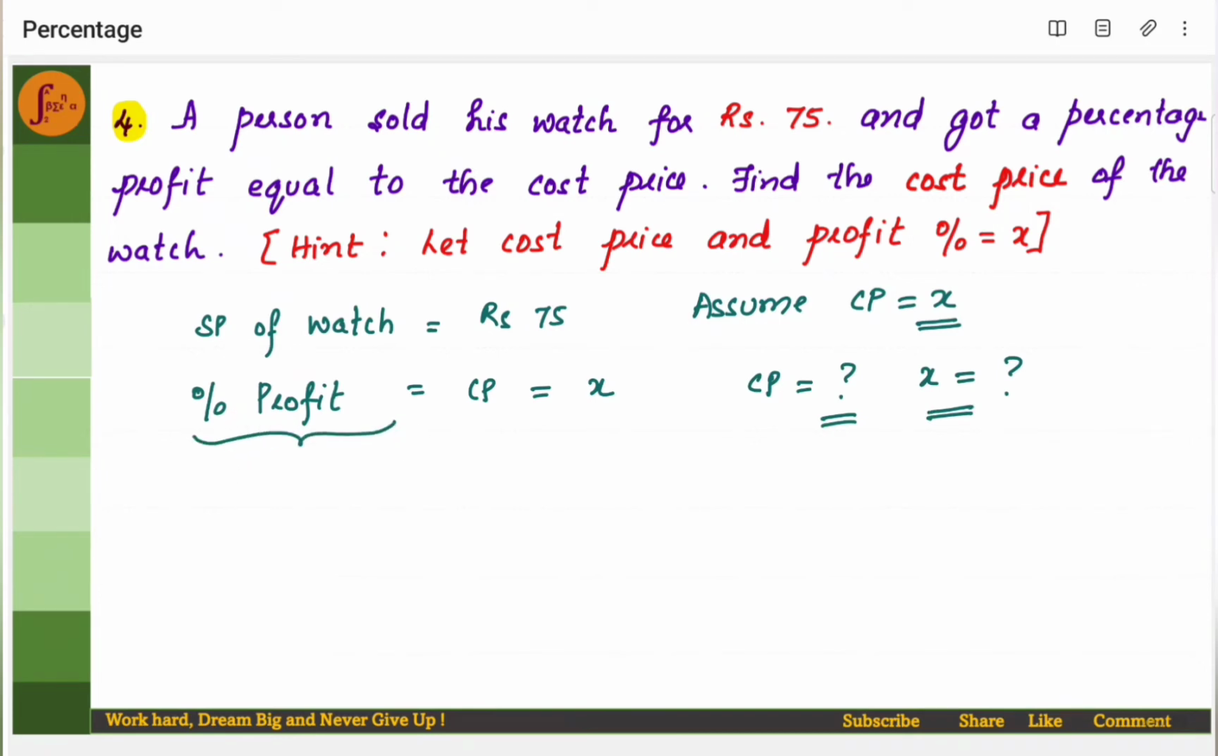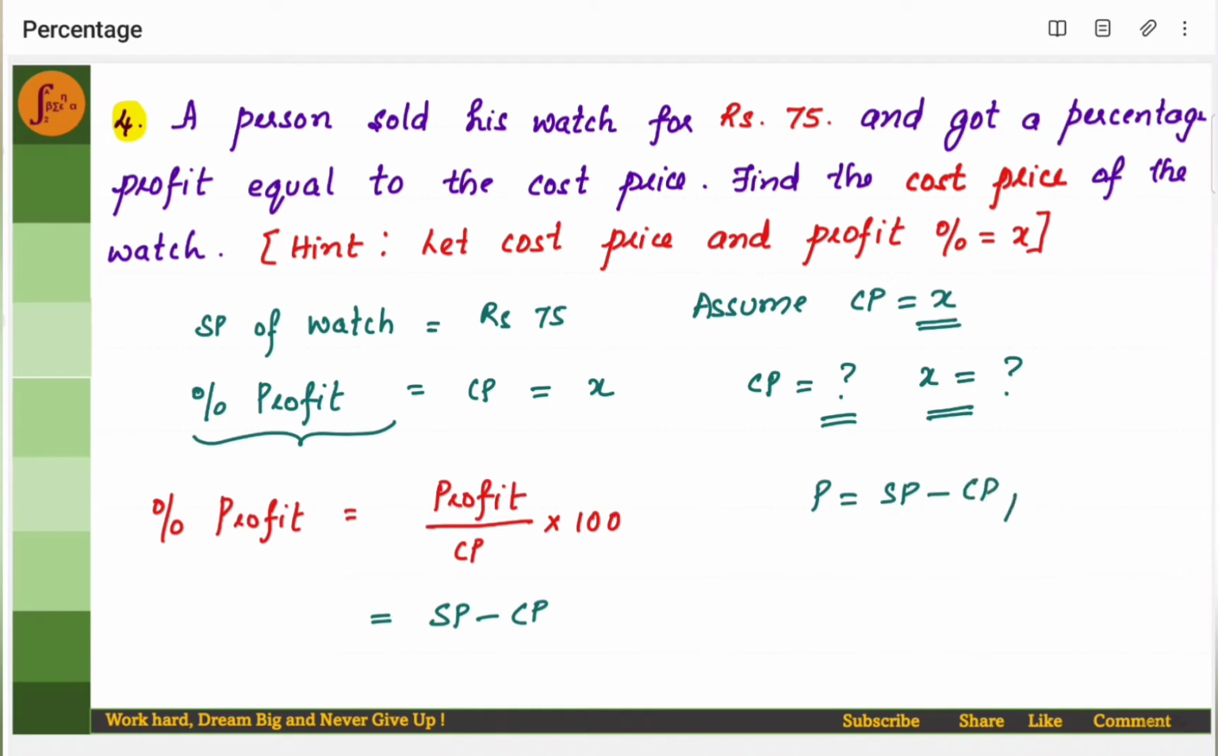Now we'll start with percentage profit. What is the percentage profit formula? Percentage profit is equal to profit by cost price into 100. What is profit here? We don't know. Cost price is X. So instead of profit, can we write selling price minus cost price? Because profit is equal to selling price minus cost price. So we will write it in the form of selling price and cost price, and then we have cost price in the denominator and into 100 because this is percentage profit.